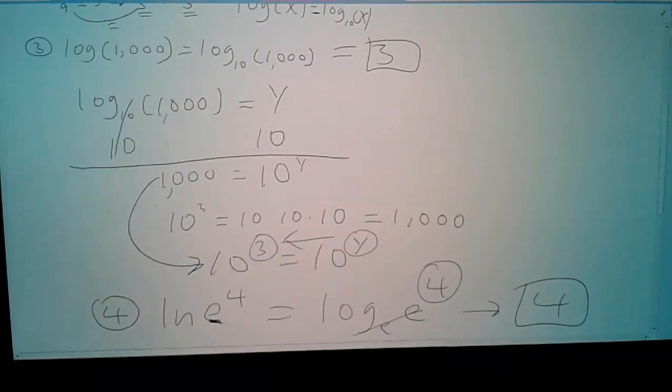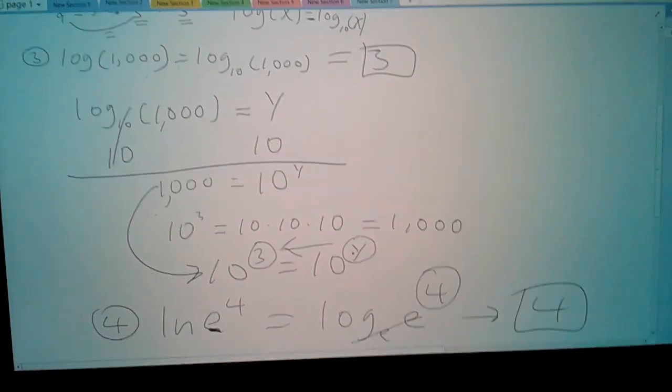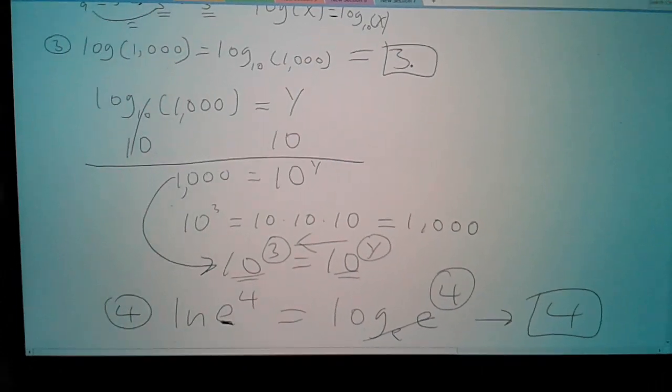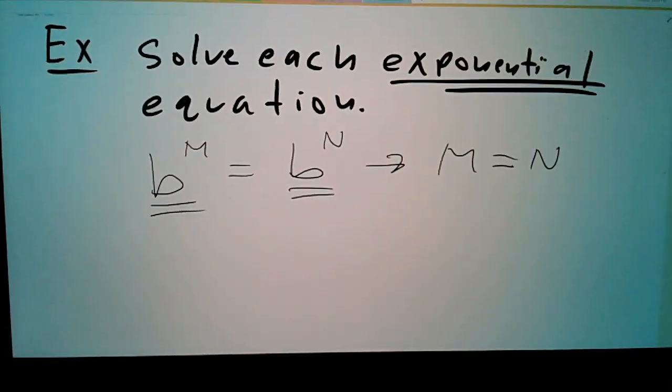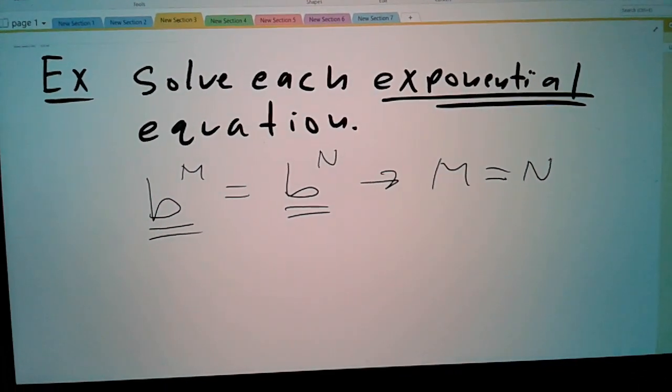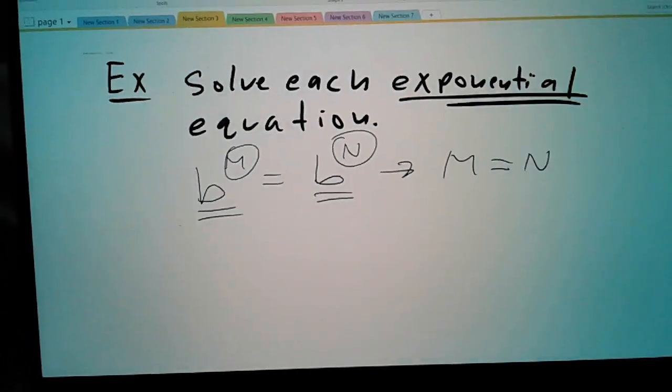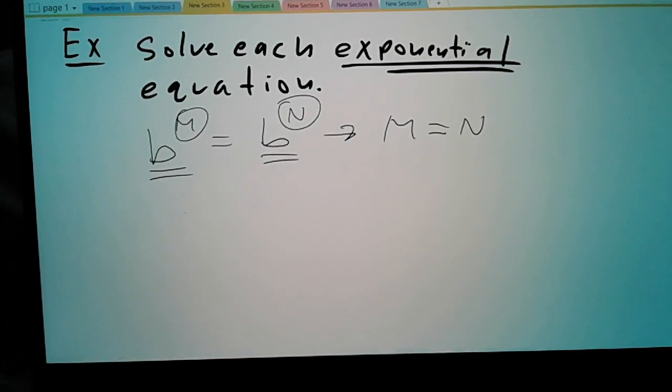Here, we said that 10 to the third power equals 10 to the y. They have the same base. So we said that y is equal to 3. So here's a more general statement. If I have b to the power of m equals b to the power of n, I can say that the powers are the same. So we need that for this lesson.